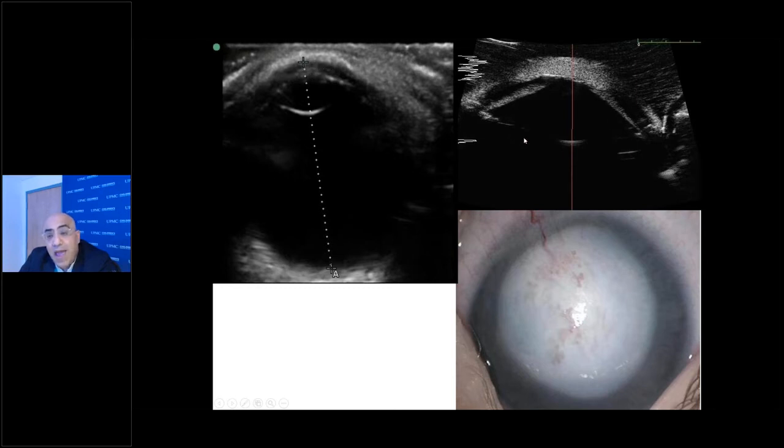Now, on the top right is the high frequency ultrasound picture, and clearly it's more detailed, but you can see that the image on the left does actually give you a diagnosis, and it explains why this corneal opacity is present, because the lens failed to separate from the cornea.